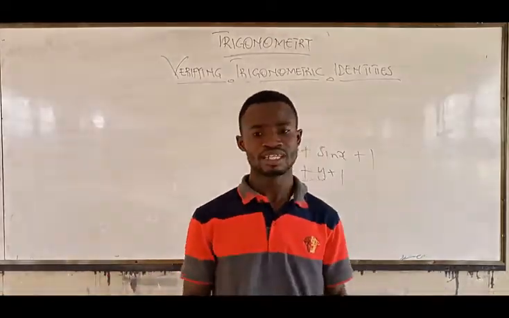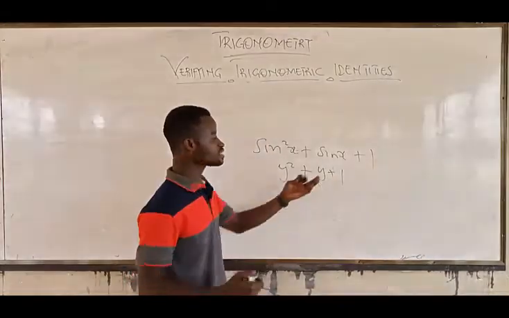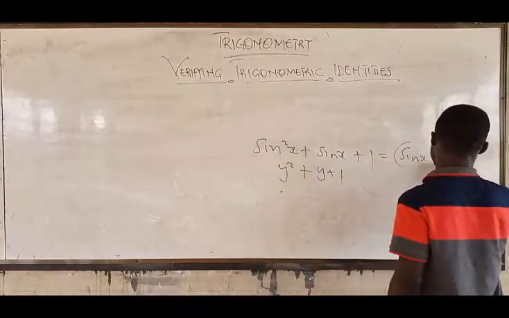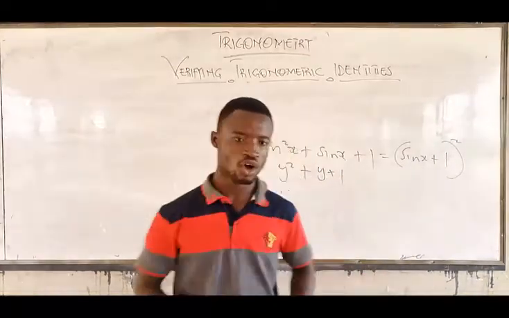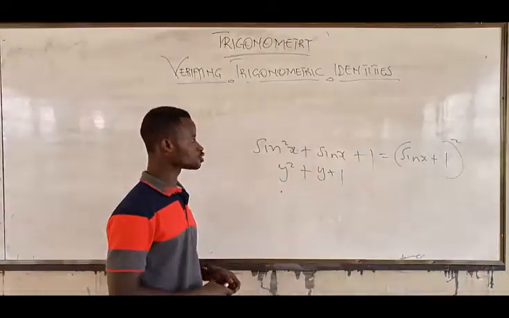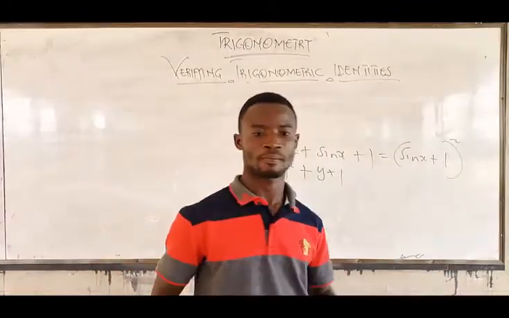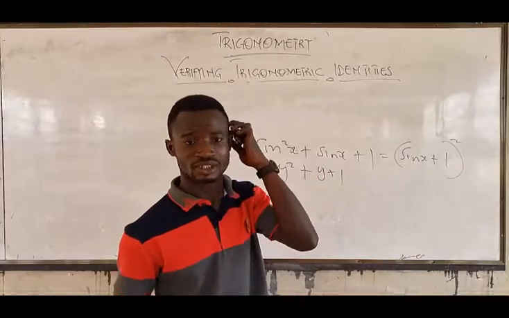Very good. We are saying that this can be factored as sin x plus 1 all square. So that is that. You can get the factorized form. You can even point to the calculator and see it. Very good.